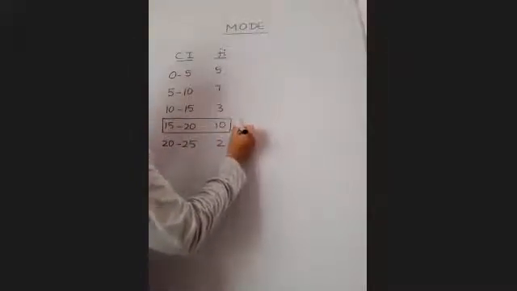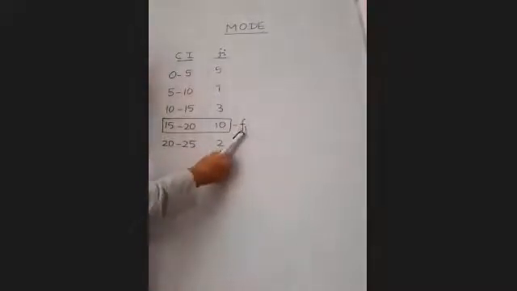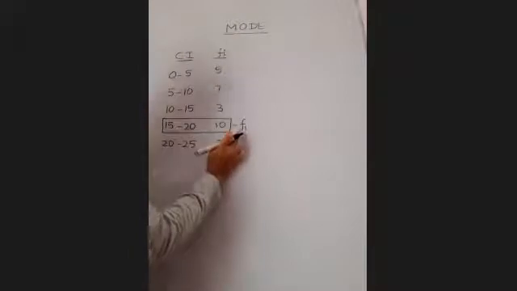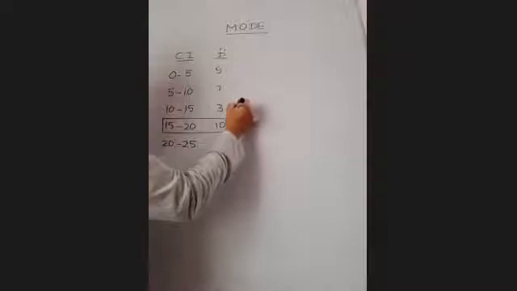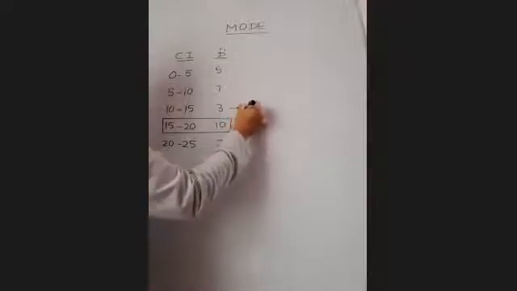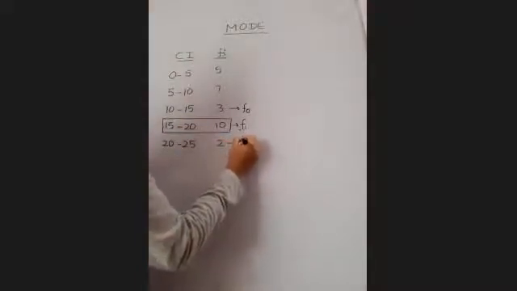Now, corresponding to the modal class, the frequency of the modal class is denoted by F1. The frequency of the class preceding it, preceding meaning before, we know that pre means before. So just above the modal class, the frequency is known as F0. And after the modal class, the frequency is given as F2.